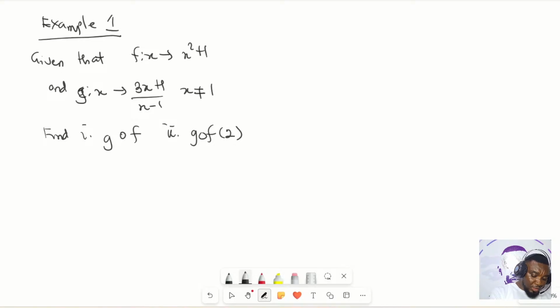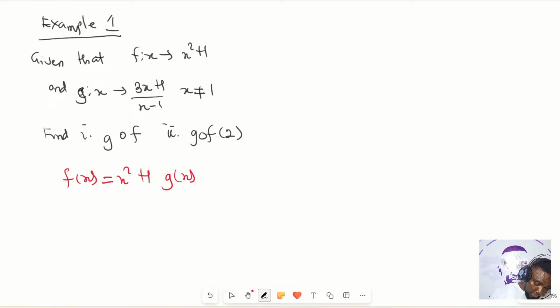Okay, so we know that to solve this question, we must take the function f. We can write it as f of x, which is equal to x squared plus 1. And then we can write the function g, which is g of x, equal to 3x plus 1 all over x minus 1. Once you've written the function f and the function g, we are doing the composition for i, f of g, and that implies that we can write it as f of g of x.